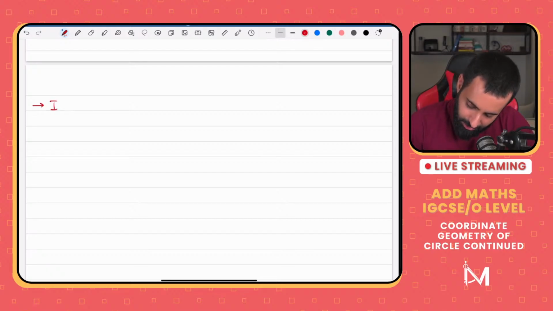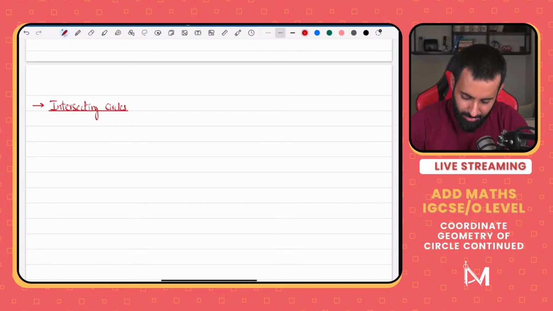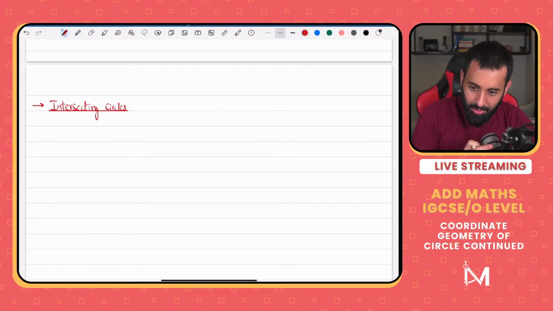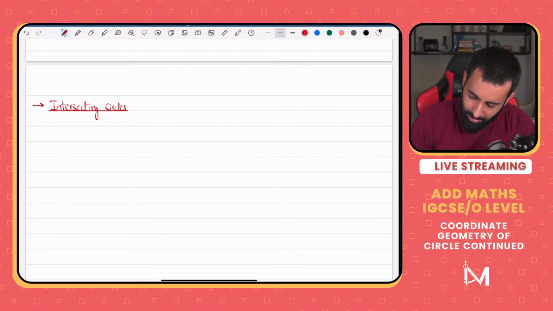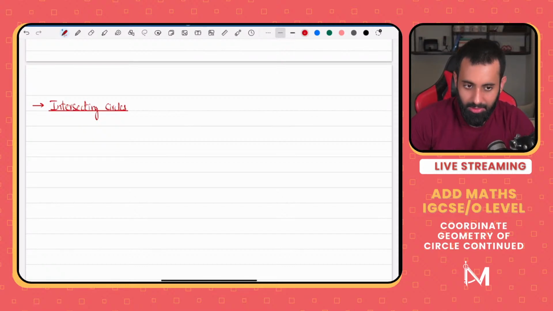So this concept is called intersecting circles. Now this concept is unique to add maths, although we have coordinate geometry of the circle in AS Math. That's where I get most of the practice material from as well. But this concept, intersecting circles, is just unique to add maths. Now today's date is the 2nd of December 2024.